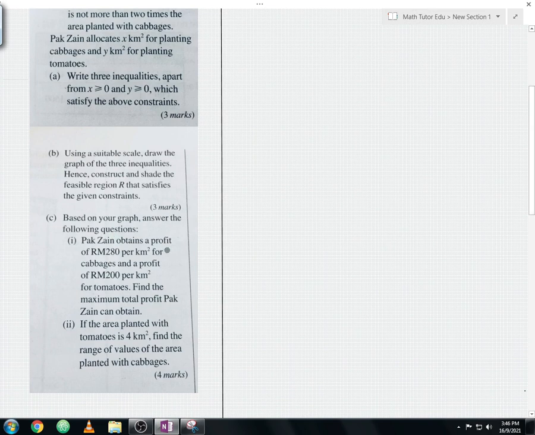For the question C, part 1, Pak Zain obtains a profit of 280 ringgit per kilometer square for cabbages and a profit of 200 ringgit per kilometer square for tomatoes. Find the maximum total profit Pak Zain can obtain. For the question C, part 2, if the area planted with tomatoes is 4 km square, find the range of values of the area planted with cabbages. So this is the overall question.